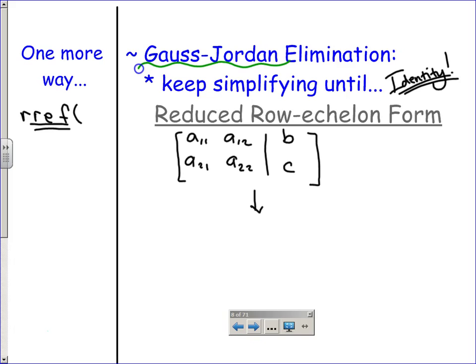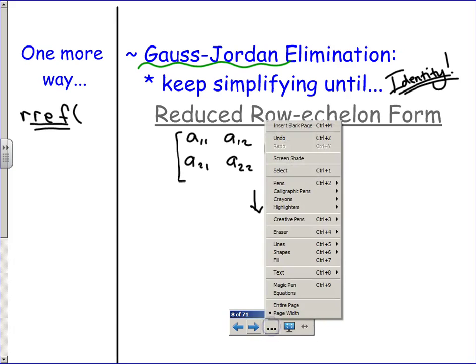And as soon as you have the identity, guess what? You have your solutions, if there's only one unique solution. Or we get something we'll have to analyze and go a little deeper in if there's infinitely many. Remember, let Z equal A. Ooh. Sometimes there's more than one answer.